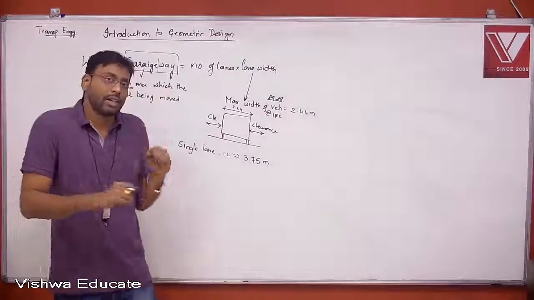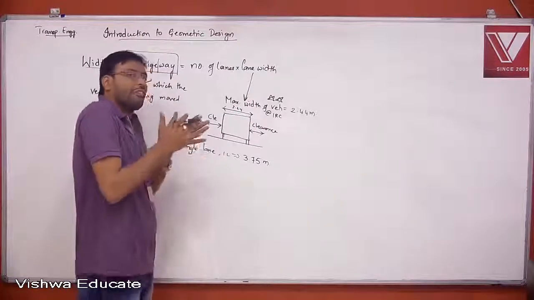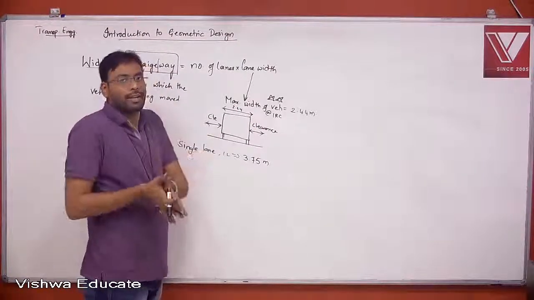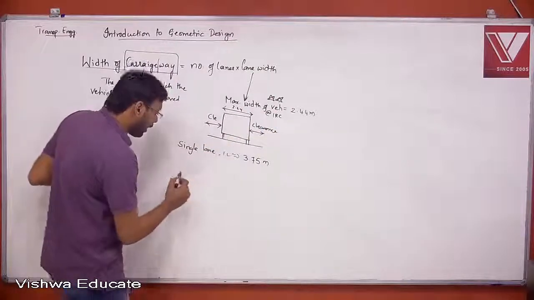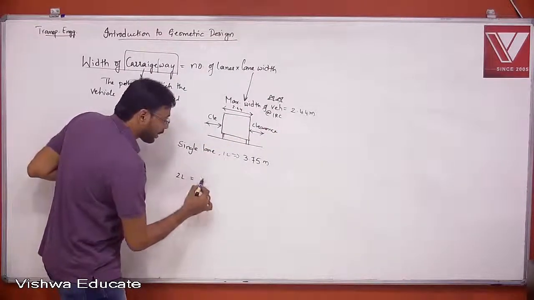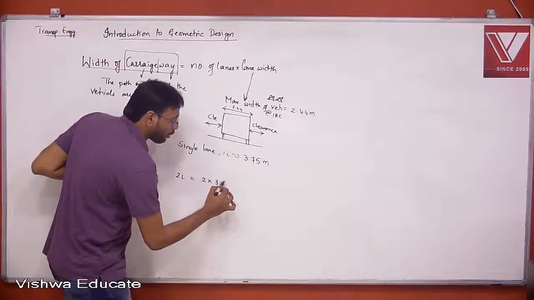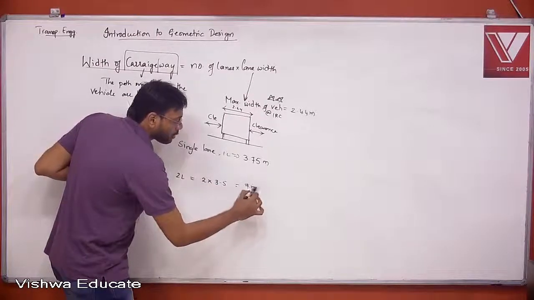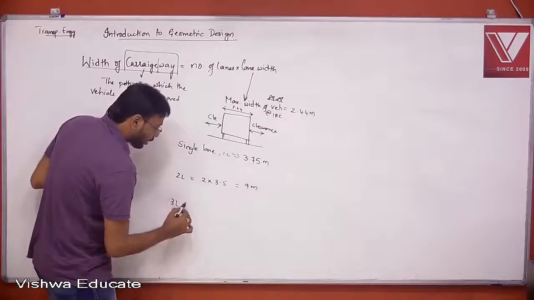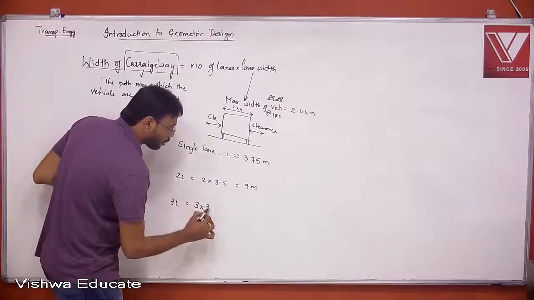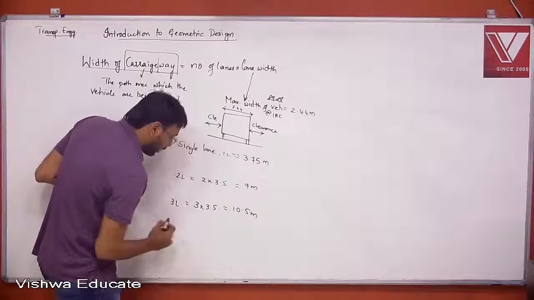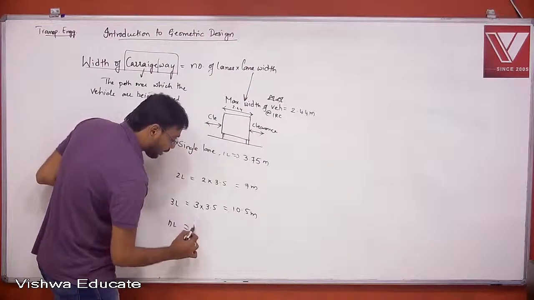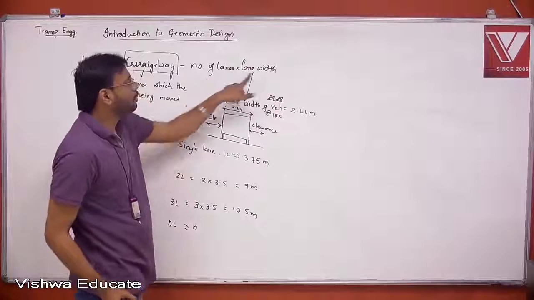Now, what is that 3.5? If more number of lanes are there, then it is multiples of 3.5. Means if a two lane road is there, it is 2 into 3.5, 7 meters. Similarly, if a 3-lane road is there, it is 3 into 3.5, it is 10.5 meters. So if n number of lanes are there, number of lanes into lane width.